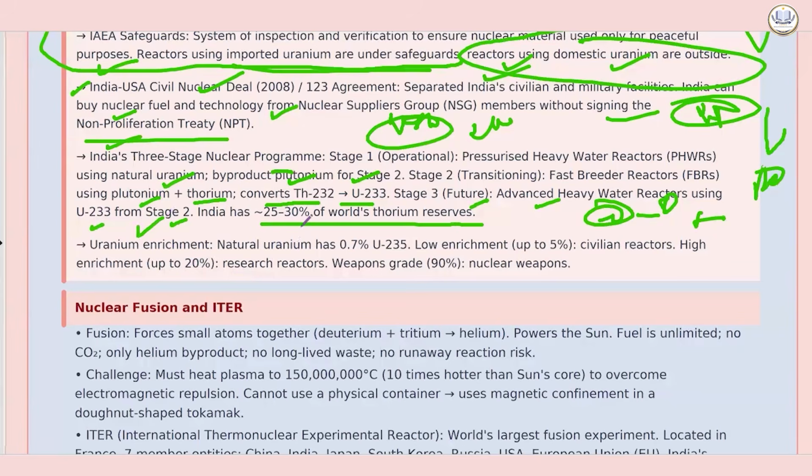Okay, uranium enrichment. Natural uranium has 0.7% uranium-235. Low enrichment, up to 5%, is used in civilian reactors. High enrichment, up to 20%, is used in research reactors. Weapon grade can reach even up to 90%. It depends on what kind of enrichment you are doing, and nuclear weapons nowadays are also of a varied kind.